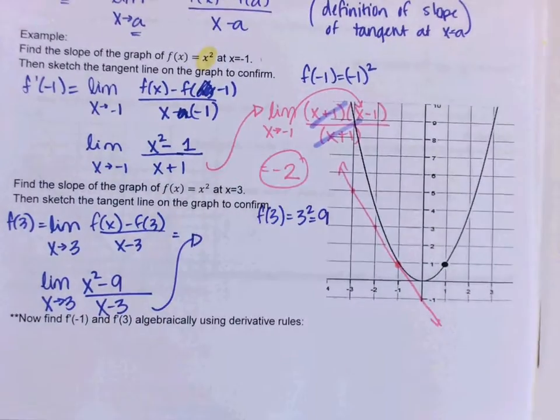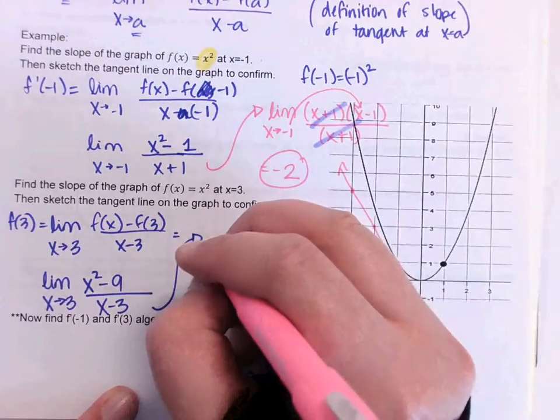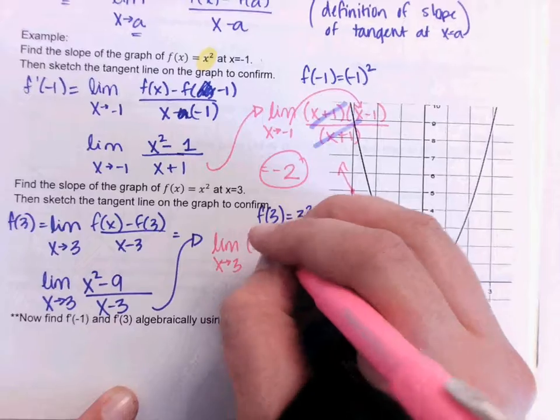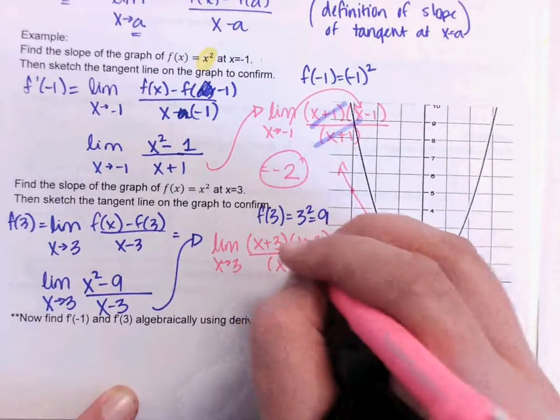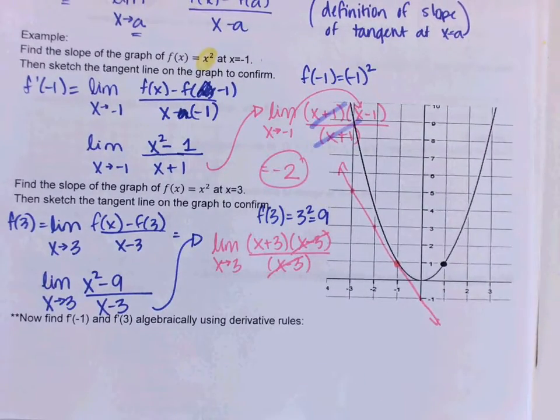And then I look at that and I'm like, oh, I can fix that, right? Factor the top, cancel out the term on the bottom, and then plug in what's left over. So if I do the limit as x approaches 3, break the top down into an x plus 3 and an x minus 3, so that my x minus 3's can cross out, and then I'll plug in 3 to what's left over. So take your 3, plug it in. What's 3 plus 3? 6.